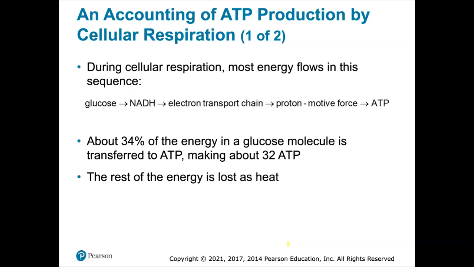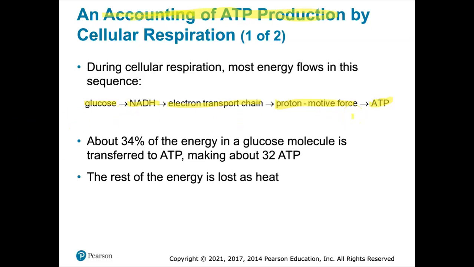So during cellular respiration, this is what we're going to do now. We're going to make an account of all the ATP that's produced in cellular respiration. We're going to list out all the ATP and which step produced it. During cellular respiration, most energy flows in this sequence. It starts with glucose, and then NADH, electron transport chain, proton motive force, that's just talking about the hydrogen ions, and then ATP. That's the flow of energy in the correct order.